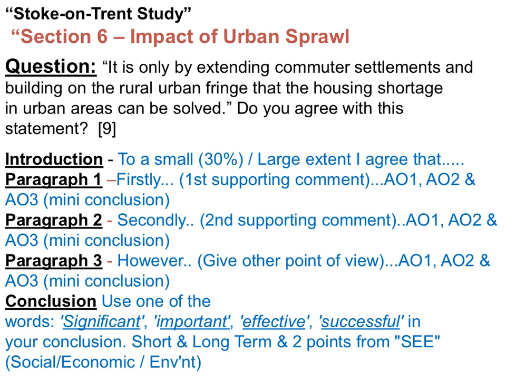Paragraph 1, you'll start firstly and then support what you think, support your extent statement. Include AO1, AO2, AO3. Paragraph 2, secondly, you're going to make your second supporting comment saying what you think. Include AO1, AO2, AO3. Write a mini conclusion. Paragraph 3, you're going to give the other point of view, so you might want to start with however or on the other hand. And again, include AO1, AO2, AO3. Your conclusion will include one of the words, so significant, important, effective or successful. And maybe think about the long term and short term.